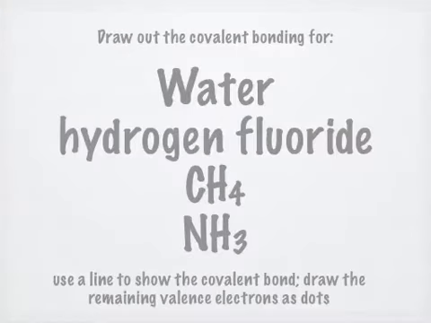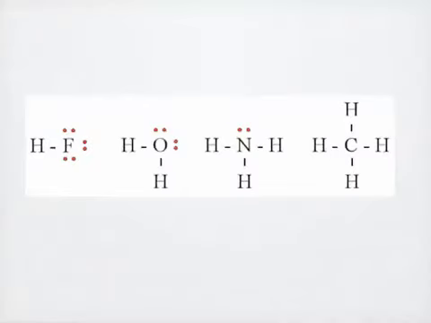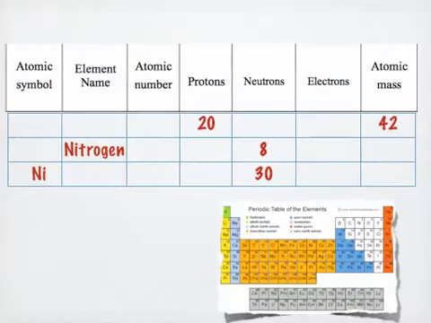So, covalent bonds for water, hydrogen fluoride, that's hydrogen and fluorine together, CH4 and NH3. If you draw the covalent bonds for those guys, water, hydrogen fluoride, CH4, NH3, if you want to pause and try them, you can. But they look like this. Hydrogen fluoride, water is the second one, NH3 is the third one, and CH4 is the fourth one. Okay, so we, again, will practice this a little bit.